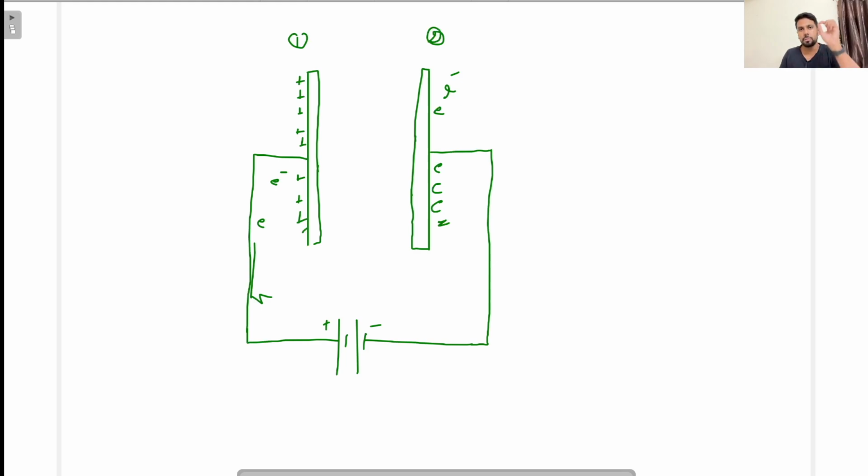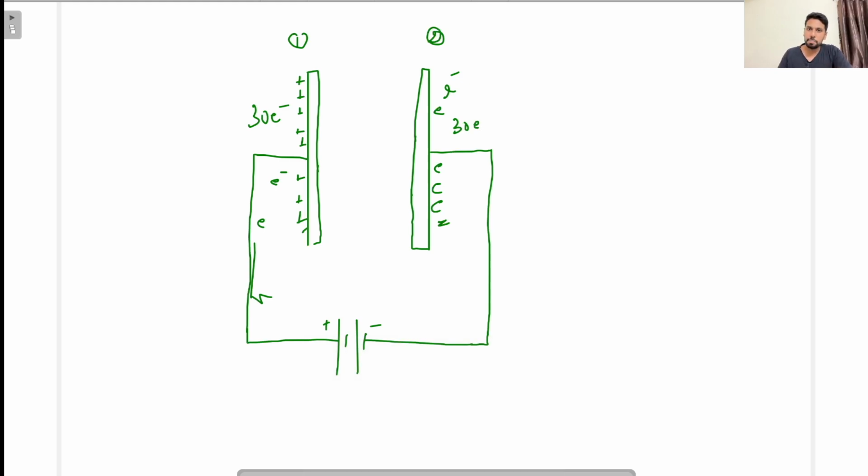Okay, so plate 1 has become positive charge, plate 2 has become negative charge, and you should know that whatever electron is being removed from plate 1 is going to plate 2. That means both sides are going to have the same charge but in opposite sign. Let us consider that 30 electrons are being removed from plate 1, so 30 electrons are being added to plate 2.